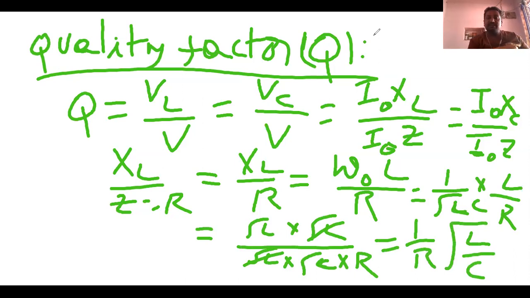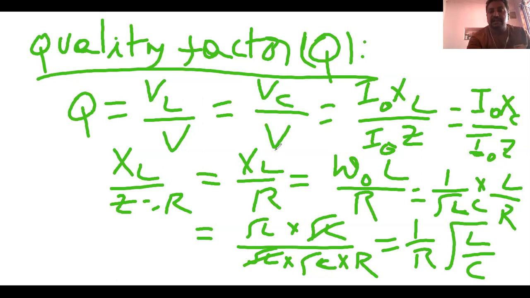So quality factor depends on three parameters: resistance, inductance, and capacitance. That is the one magnitude of the value. Another is that it depends on how much voltage is across the inductor with respect to the supply voltage, or how much voltage is across the capacitor with respect to the supply voltage. So this is the quality factor.